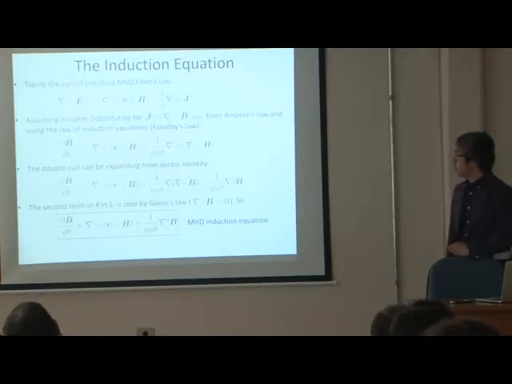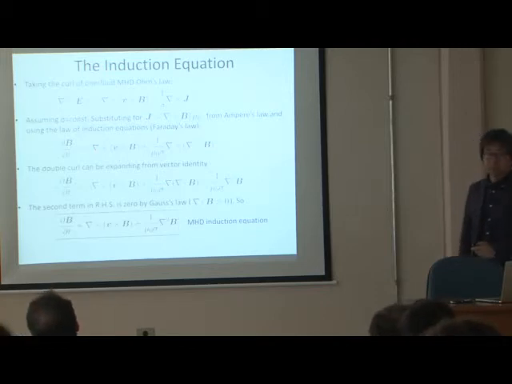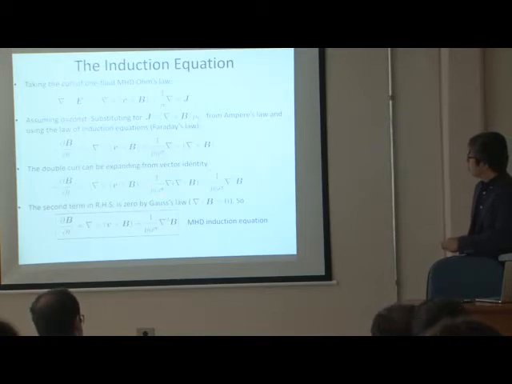This is an important point. This is the time derivative of the magnetic field equal to nabla times V cross B plus the eta term. This is a double curl, which can be expanded with the vector identity. So this equation changes into these two equations.